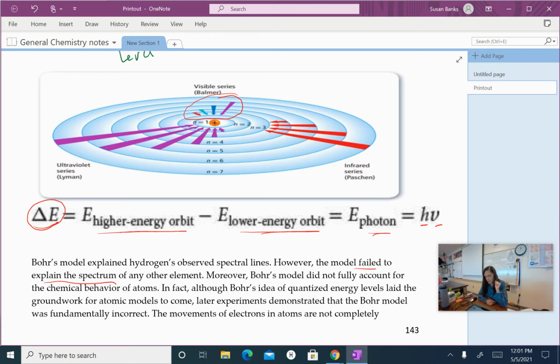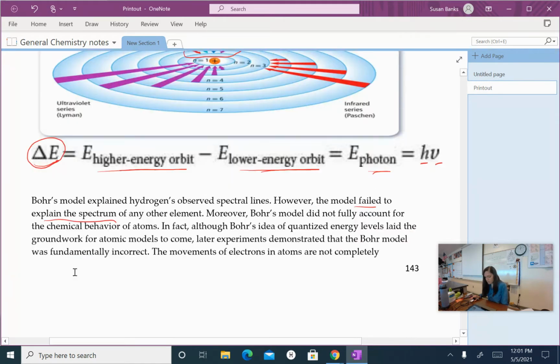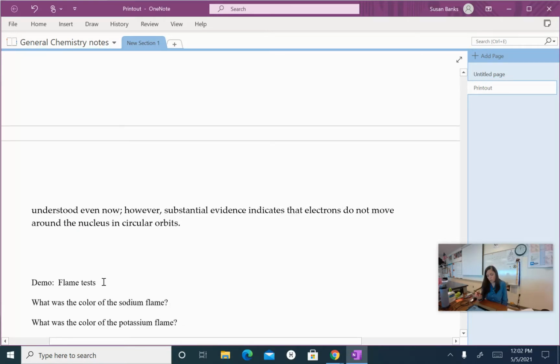In fact, although Bohr's idea of quantized energy levels laid the groundwork for further atomic models, later experiments demonstrated that the Bohr model was fundamentally incorrect. So this is not the model that we currently use. The movements of electrons in atoms are not completely understood even now. However, substantial evidence indicates that electrons do not move around the nucleus in circular orbits. We actually have really funky energy levels and shapes of electron orbits that are understood through quantum mechanics, and we're not going to get into quantum mechanics.